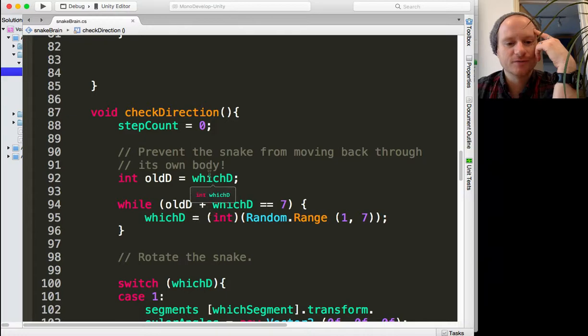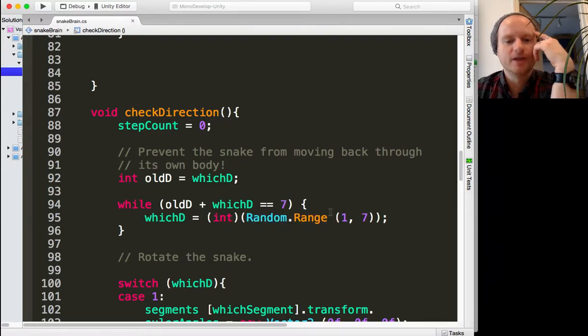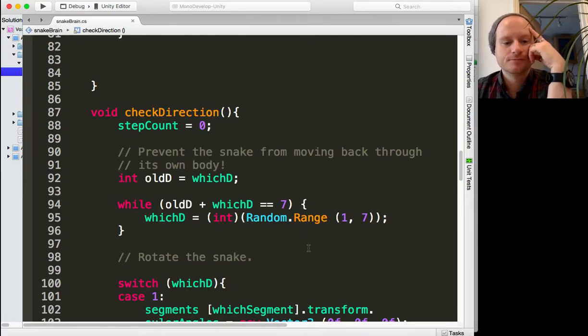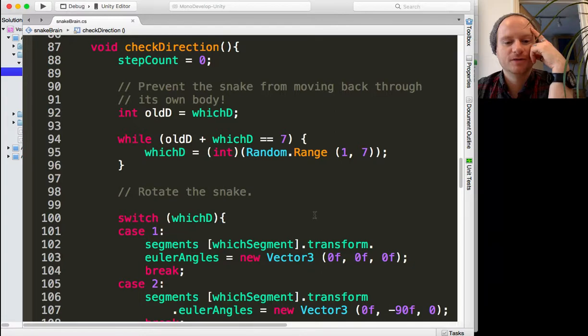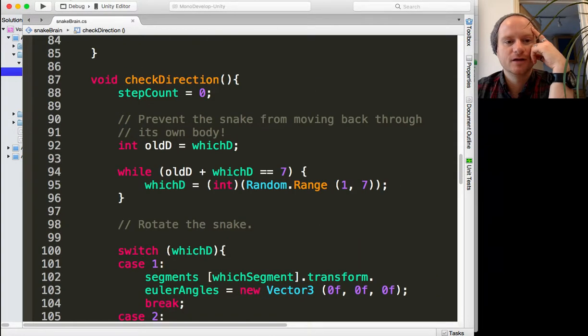Old direction equals which direction? Yeah. While old direction plus which direction equals 7, go and get another direction. That's fine. How can it always equal 1? Switch, case 1, case 2. I have no idea what's going on here. What's going on?